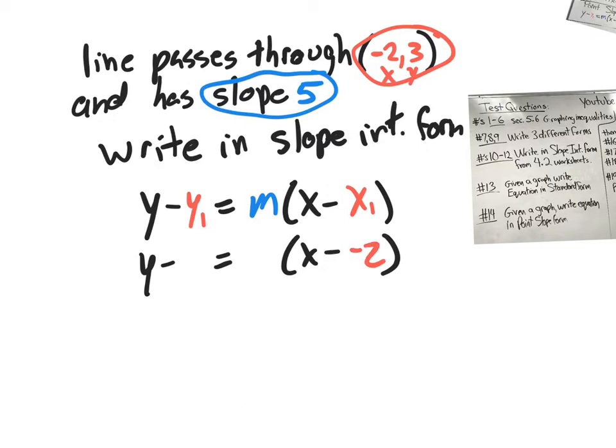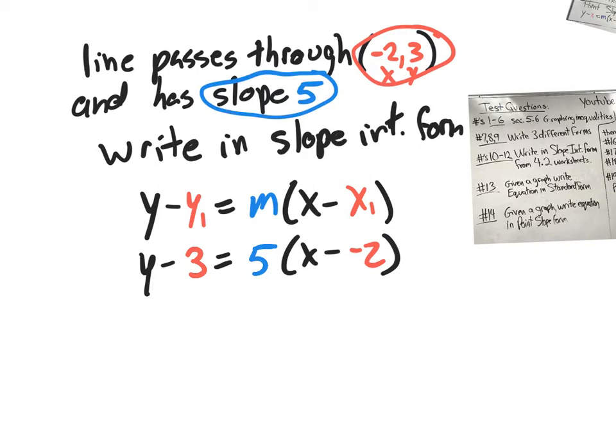And how about my y1 value that goes right here? My y1 value is 3. And how about my slope? 5. So right there, I've written my equation in point slope form, but again, it's supposed to be in slope-intercept. So what would you do? Distribute to get rid of the parentheses, and then add 3 to get rid of the 3.